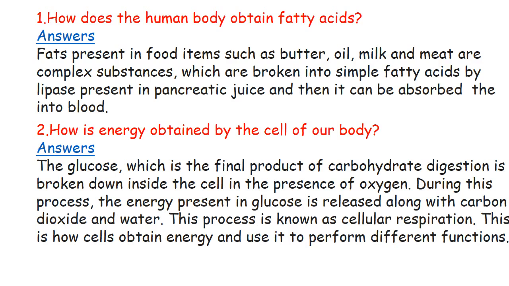Next question. How is energy obtained by the cells of our body? Actually, we take energy from food like glucose, which is the simplest form of carbohydrate. So the answer is: glucose, which is the final product of carbohydrate digestion, is broken down inside the cell in the presence of oxygen. During this process, the energy present in glucose is released along with carbon dioxide and water. And this is actually cellular respiration, meaning the respiration takes place in our cell. And this is how cells obtain energy and use it to perform different functions.